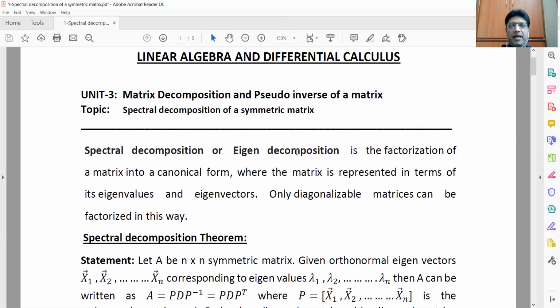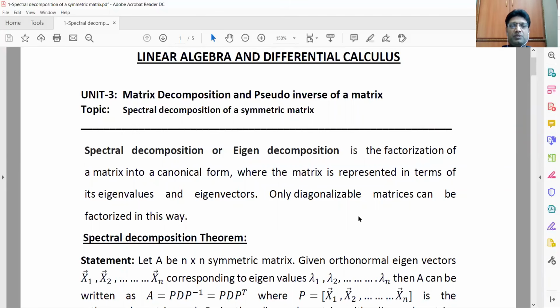It is also known as the eigen decomposition. It is nothing but the factorization of a matrix into canonical form, where the matrix is represented in terms of its eigenvalues and eigenvectors. Only diagonalizable matrices can be factorized in this way. So spectral decomposition, or eigen decomposition, is just a factorization of the matrix into a canonical form, where the matrix is represented in terms of its eigenvalues and eigenvectors.